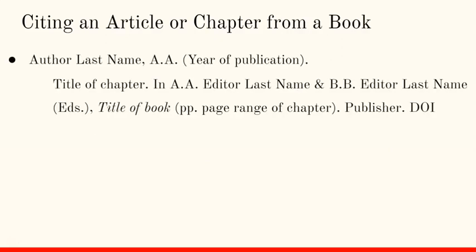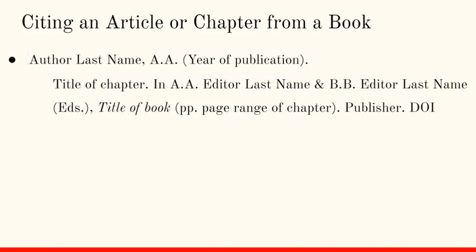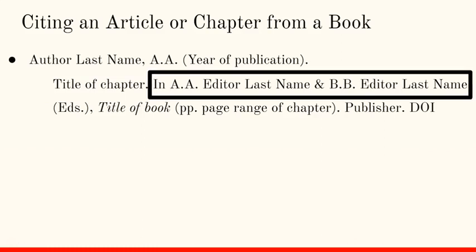Sometimes you would like to cite only a specific article or chapter from a book. There are just a few more pieces of information you need to include in your citation if this is the case. Again, the author, name, and the date are formatted the same way as before. Next comes the title of the chapter or article, written in plain text with only the first word capitalized, followed by a period. Next, you must include the information on the book and its editors.